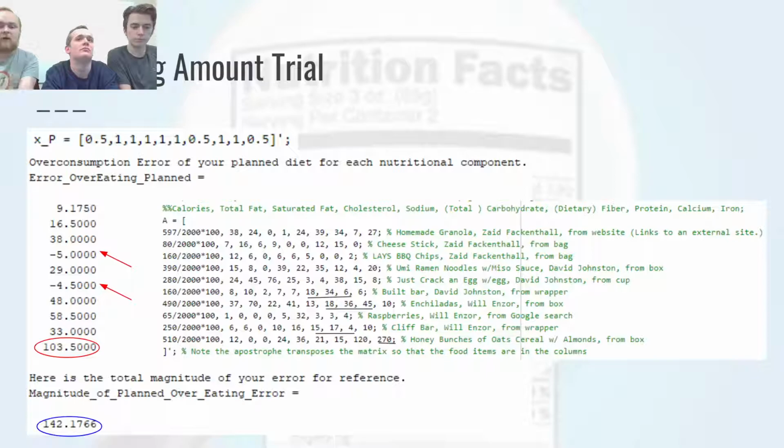Still though, iron was over 100%, so that's the one we're going to again focus on lowering a bit. On top of that, our magnitude of error was at 142, which is still well above 100. Although it did cut the previous one in about half, which is quite good. The underlined sections that you can see, the Built Bar, Enchilada, Cliff Bar, and Honey Bunches, are the ones we're going to focus on lowering to better our numbers.